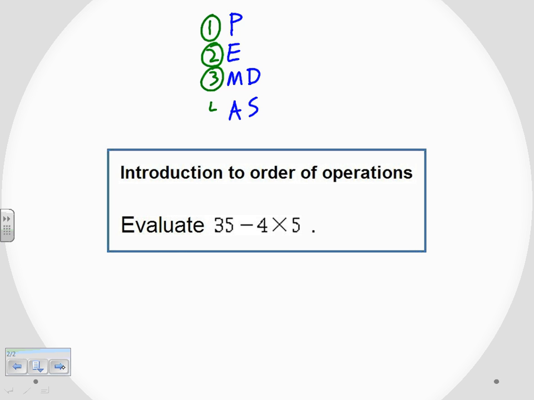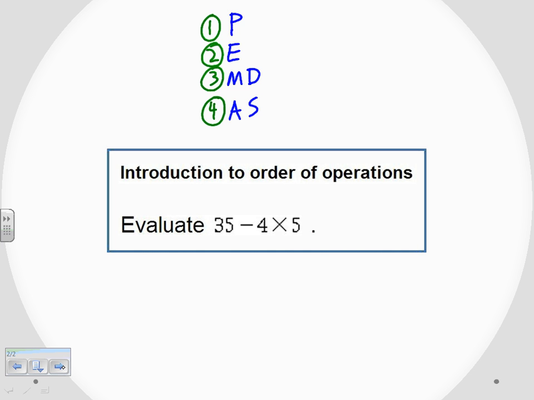And the same thing goes lastly for addition and subtraction. Addition and subtraction get done last, but they get done together. It's not addition and then subtraction. It's addition and subtraction together. And if you have more than one, it's left to right.